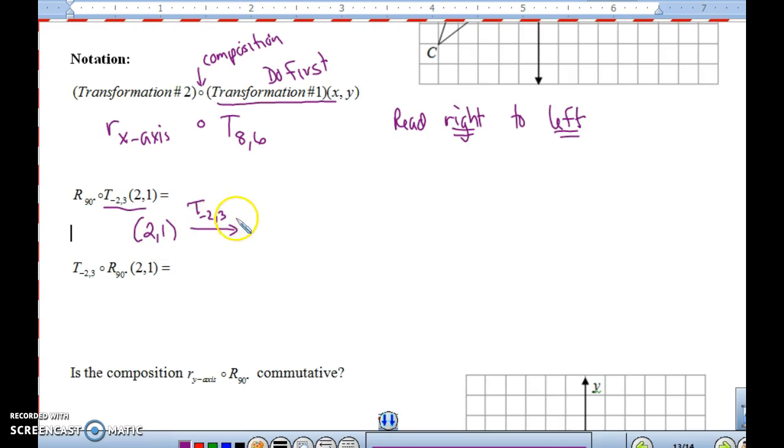Translation of negative 2, 3. So I subtract 2 from the x and add 3 to the y. So 2 minus 2 is 0. 3 plus 1 is 4. All right, so that's my first transformation.